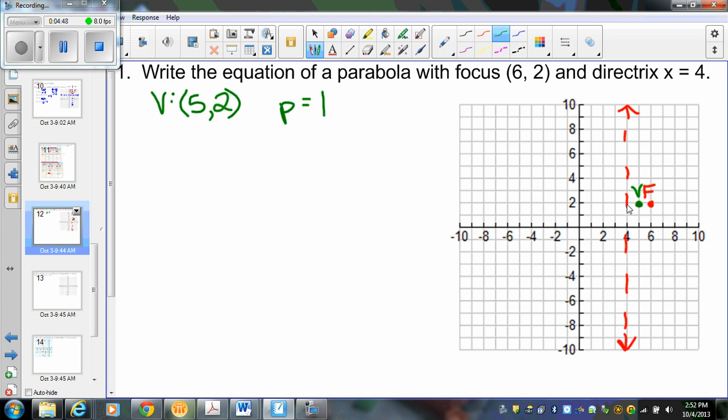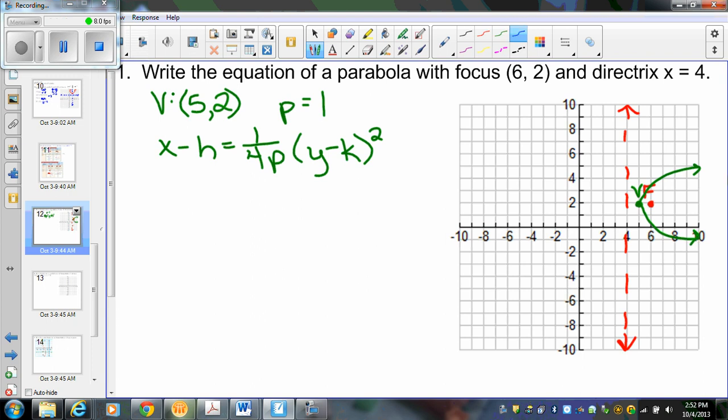And because of the placement of the directrix line and the focus, we know that this parabola has to open to the right, because when we draw it, it needs to have the focus inside of the parabola and it cannot cross the directrix line. So it has to open to the right like that, which tells me that I have to use my x minus h formula rather than my y minus k formula. It needs to start with an x because it's opening in the x direction.